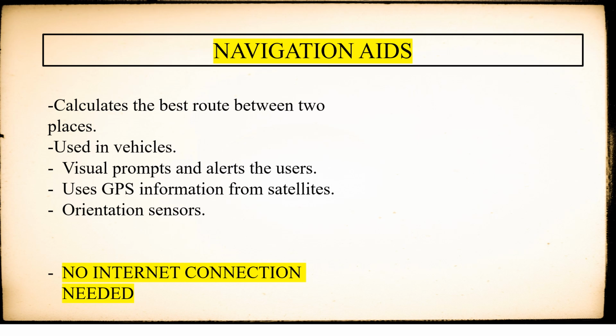There will also be orientation sensors, meaning they show which way the device is pointing. The device will display the user's position. That is orientation sensors. Then it needs data or internet only to update the map. Either the maps are downloaded from the internet or they are permanently stored. Only for this feature we need an internet connection. So that is all about navigation aids.